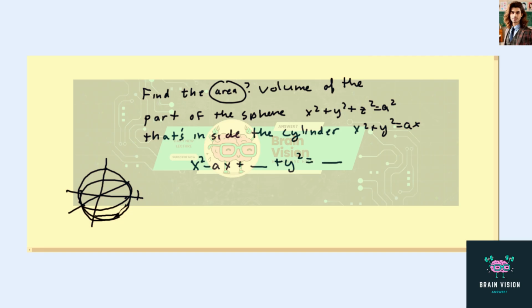Let's complete the square so we can see where it is. So half of A squared, so A squared over 4. X minus A over 2 squared plus Y squared equals A over 2 squared. So it's out here at A over 2, and its radius is A over 2. So it's like right here.